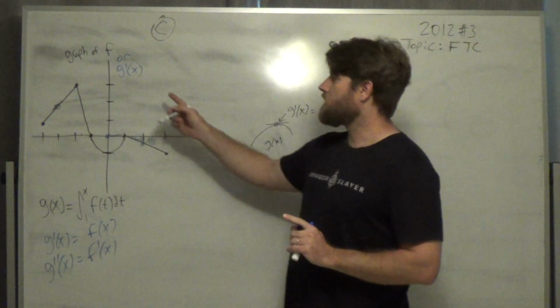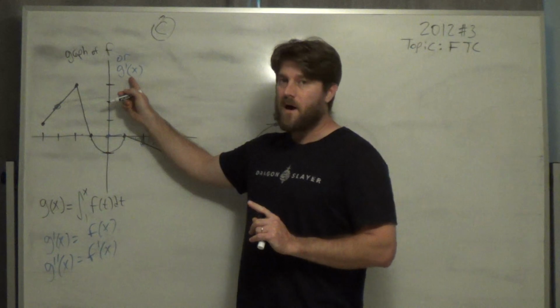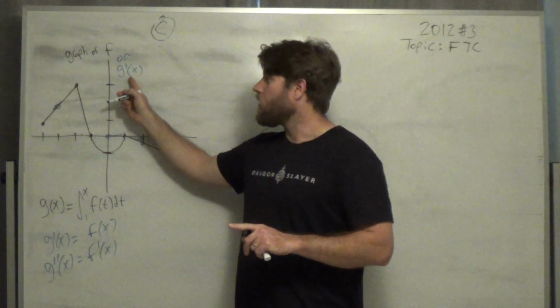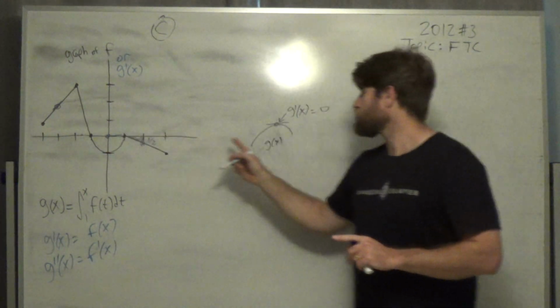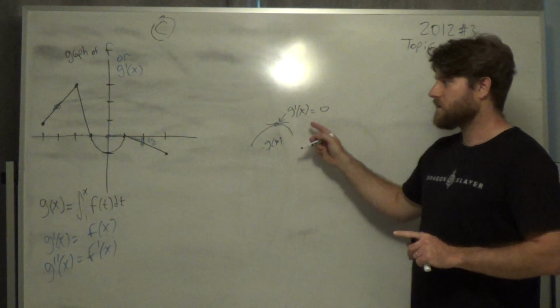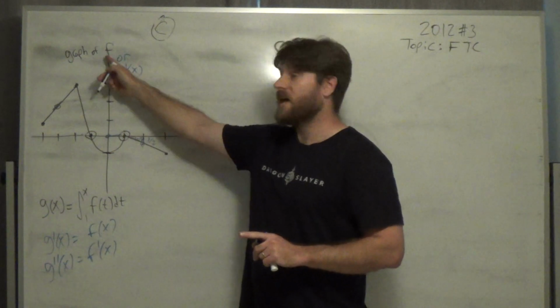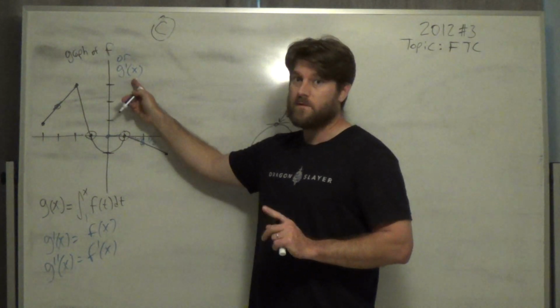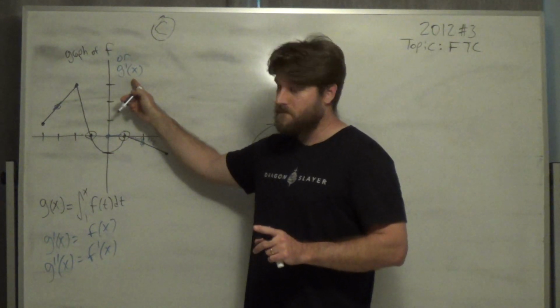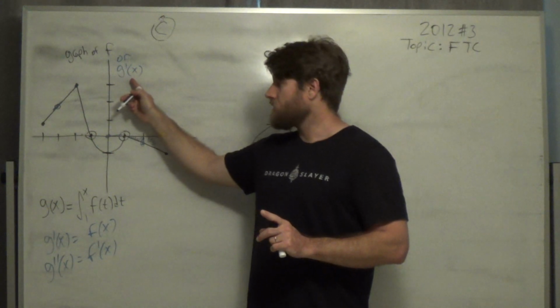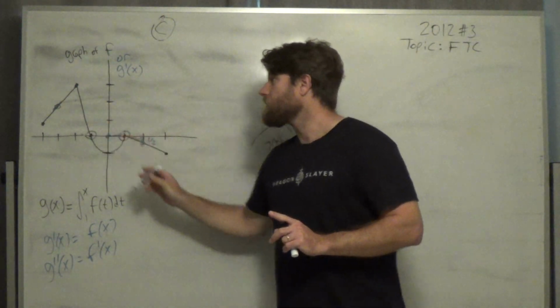So, I want you to notice that this is the graph of G prime of x. Where is G prime of x equal to 0? G prime of x equals 0 right here and right here. Again, I could call this F, but I could call this G prime. So for the purposes of this problem, we're going to call it G prime. We're going to make a sign chart of G prime.